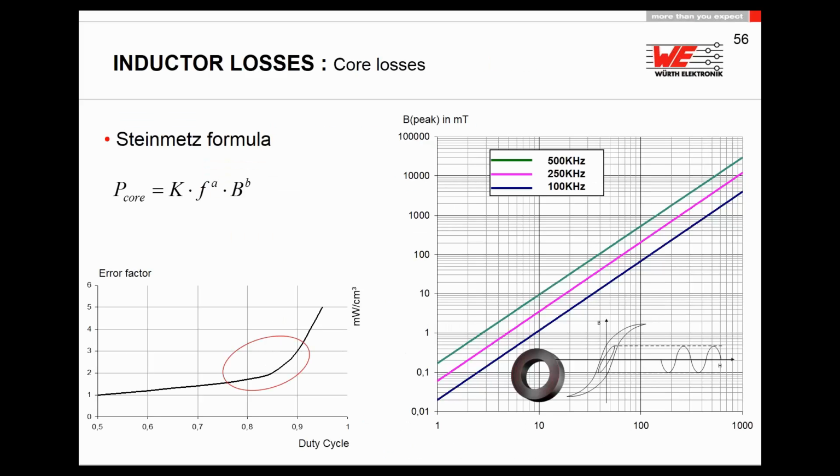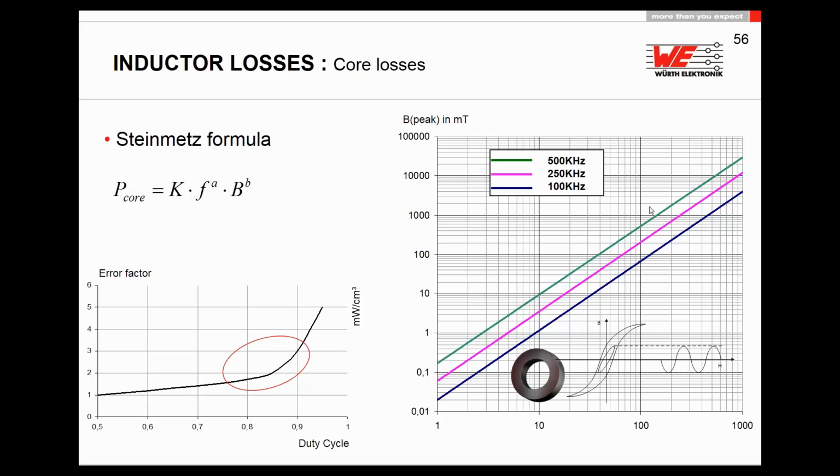The next point is the core losses. The core losses can be calculated by using the Steinmetz formula. The Steinmetz formula is a good approach up to 50% duty cycle. As soon as you are going away from the 50% duty cycle, you have to consider this error factor. And that's the problem, mostly the Steinmetz is no longer so valid or accurate.